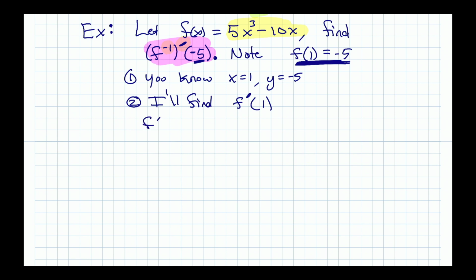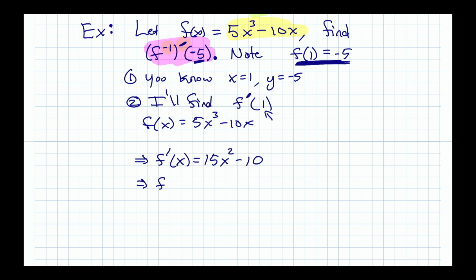Let's do it. So f of x is 5x cubed minus 10x. That means f prime is, well, just take the derivative using the power rule. You bring the 3 down in front, you get 15x squared. Derivative of -10x is -10. I want to evaluate it at 1. So put in a 1, you get 15 times 1 squared minus 10. So what do we get there? 15 minus 10 is 5.